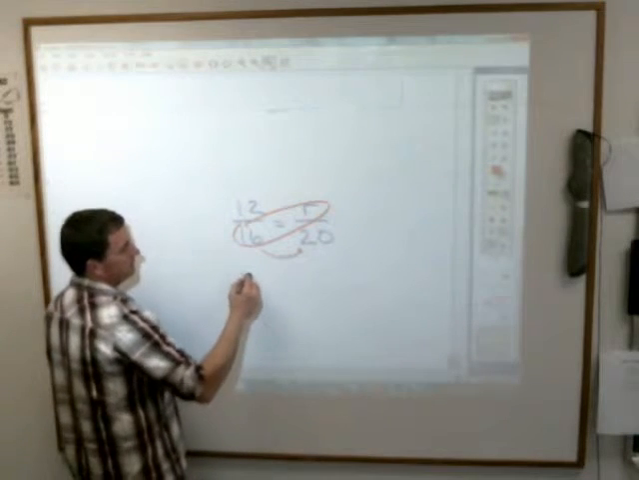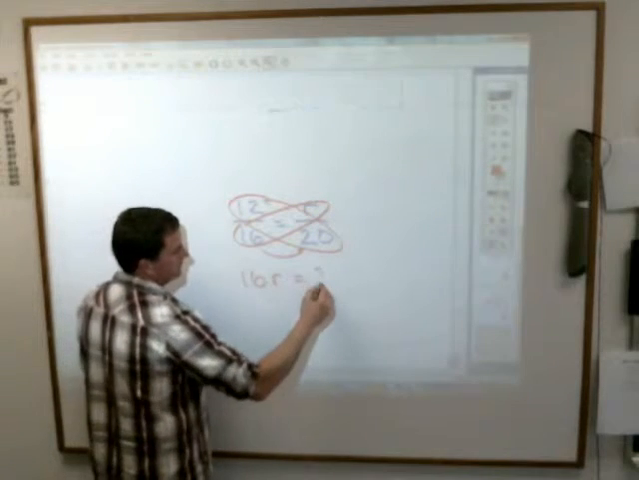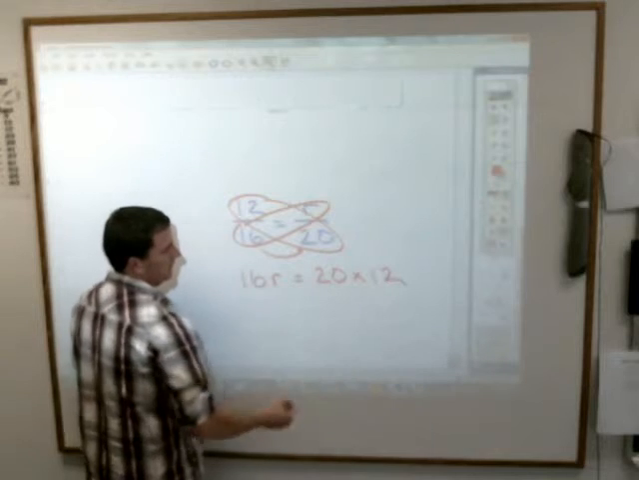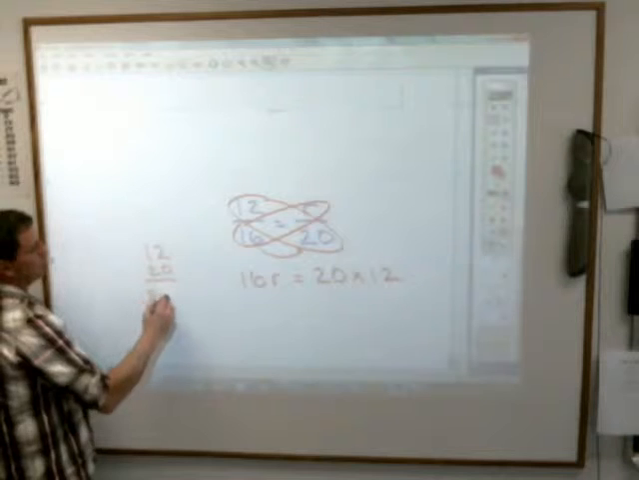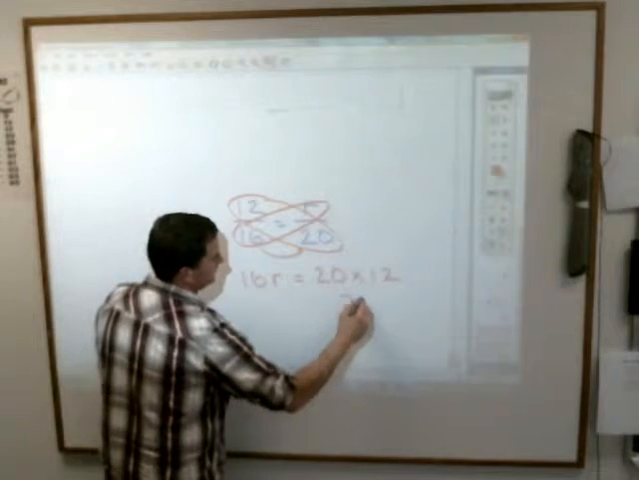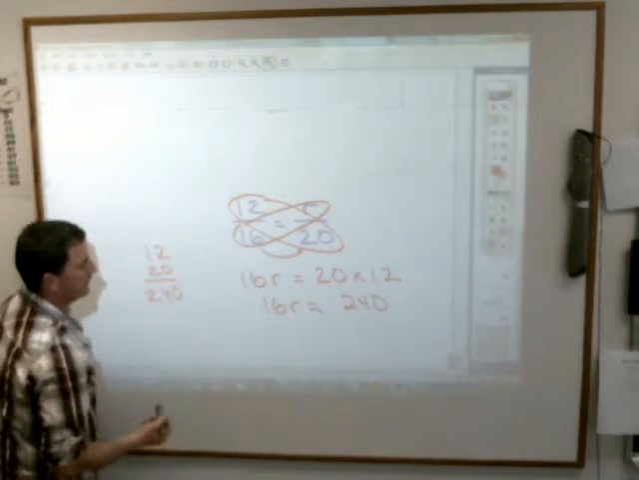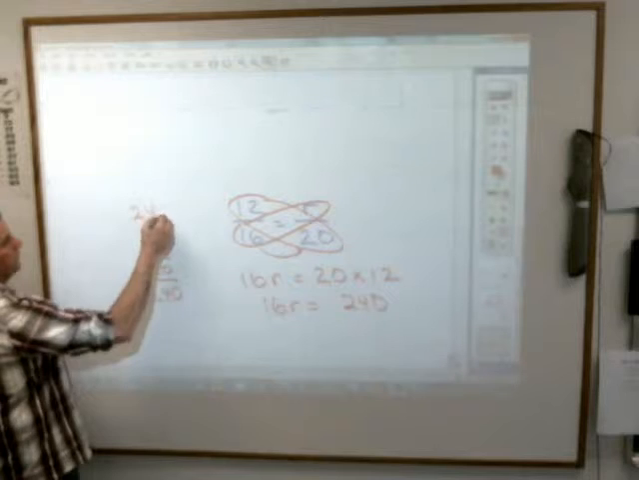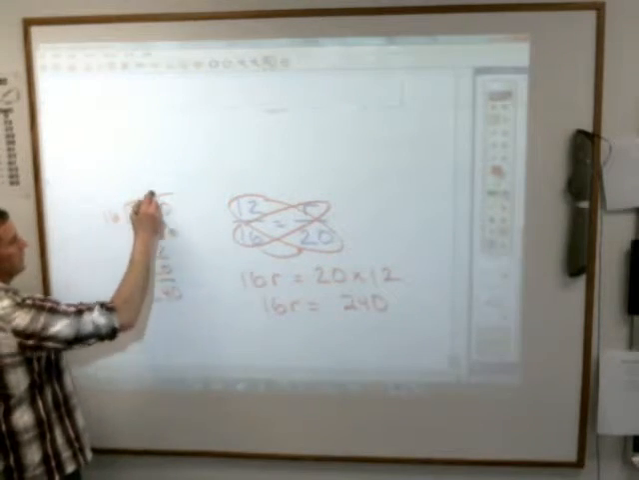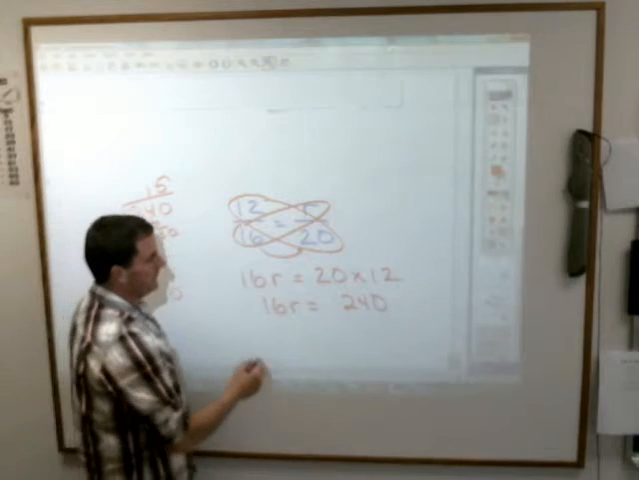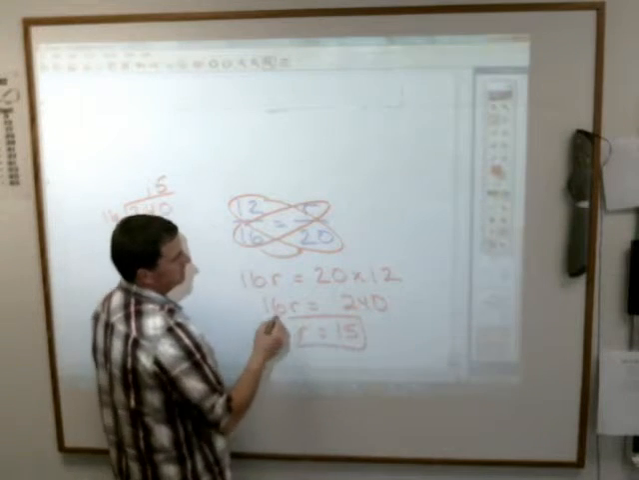16 times r equals 12 times 20. And I might have to do a little math here. 12 times 20 is 240. 16 times what number is 240? I'll figure that out. I have to divide 240 by 16. And this one does work out evenly. It is 15. R equals 15.